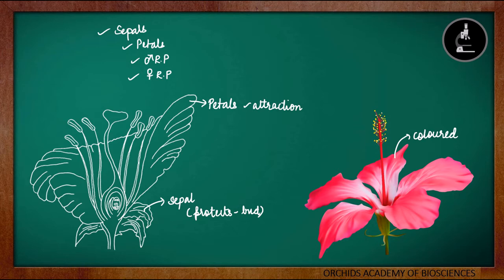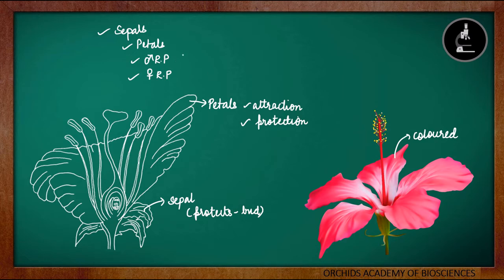What other important role does the petal have? These petals will be protecting the delicate structures which are present inside the petals. For example, this male reproductive part which is present inside the petal will be protected by the petals. So petals are responsible for the protection of delicate parts which are present inside these petals.